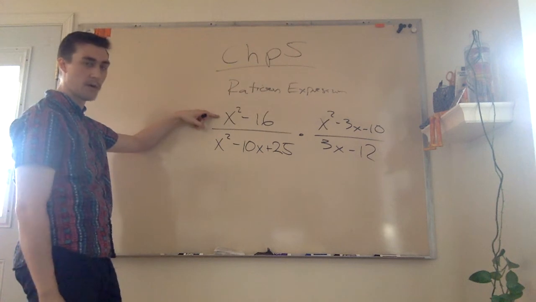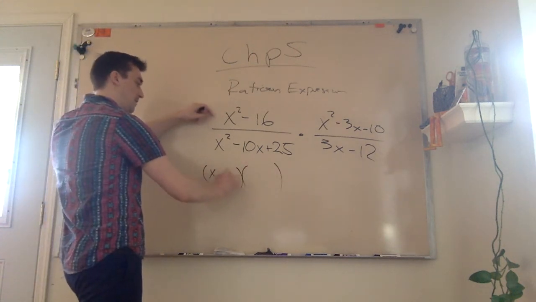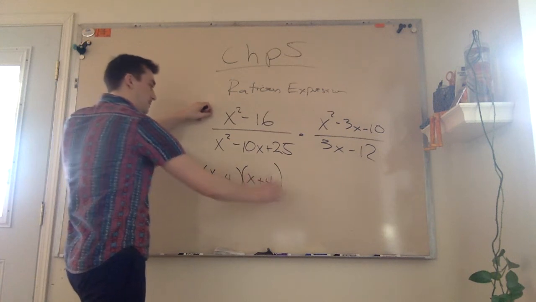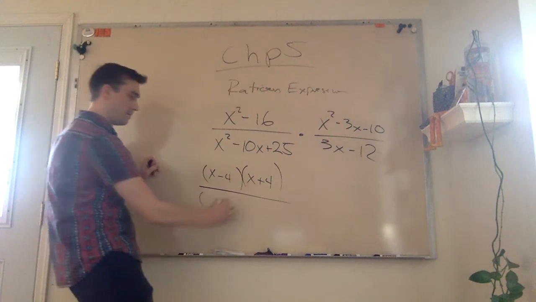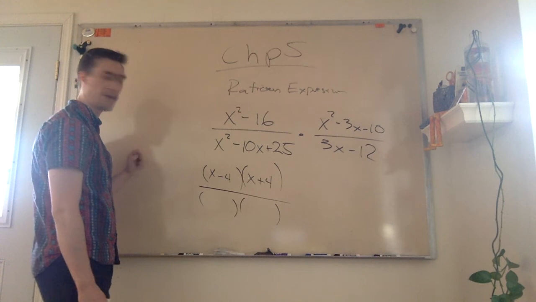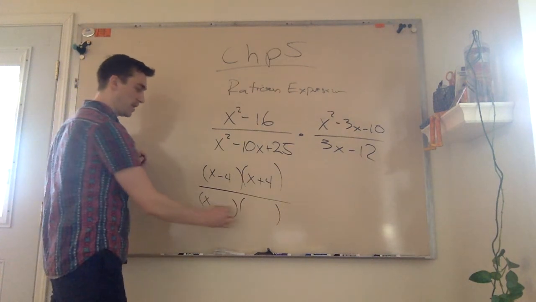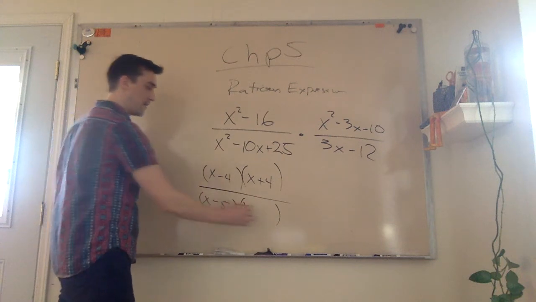This is a difference of squares. It can immediately be factored to x minus 4, x plus 4. This is a second degree trinomial. You can factor it as two binomials multiplied together. You get x and x. Two things multiplied at negative 25... add negative 10, negative 5, negative 5.